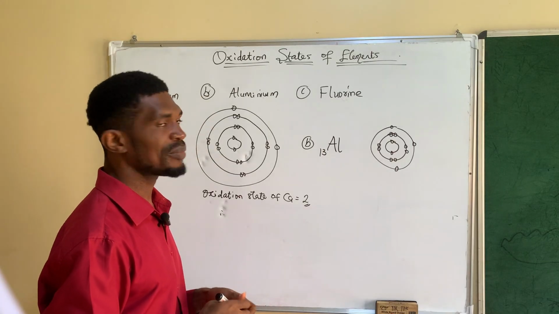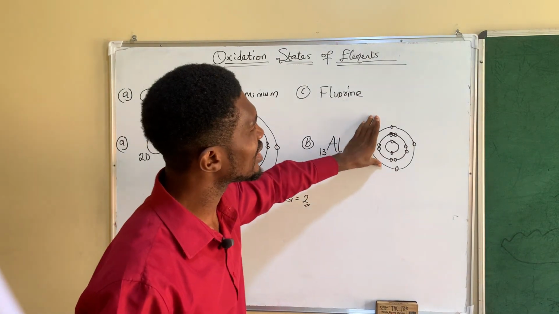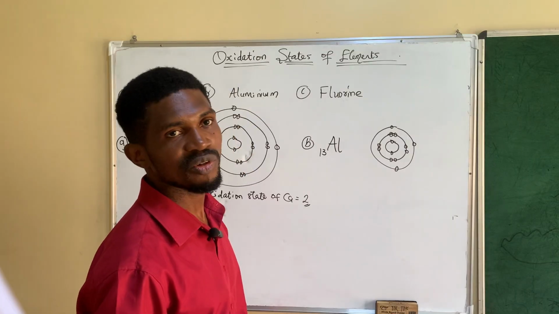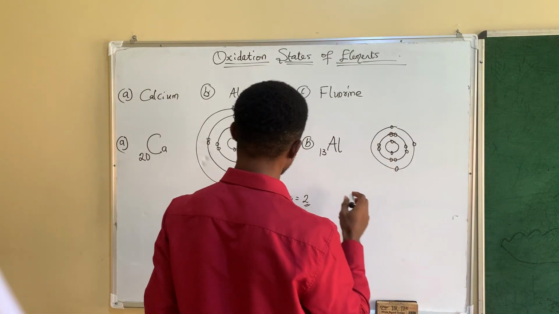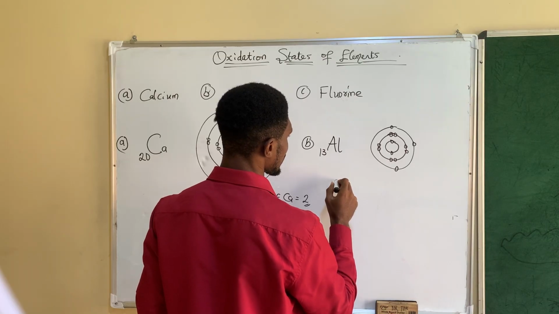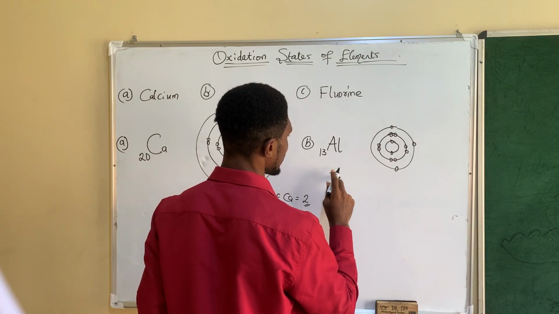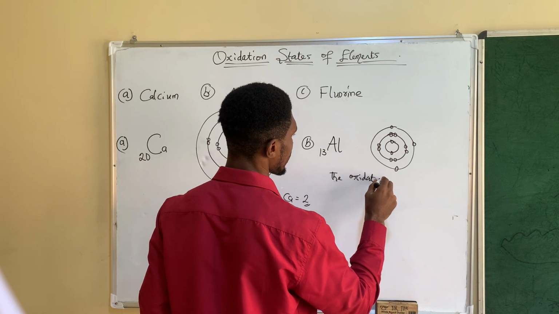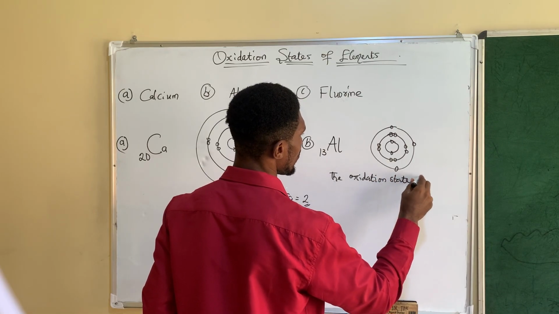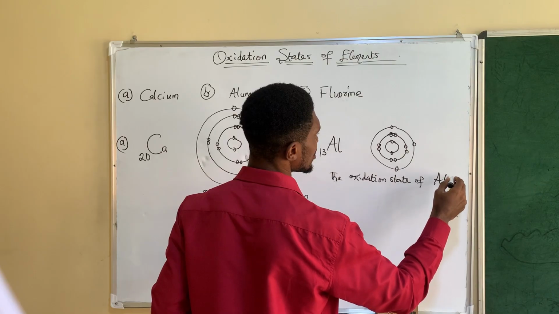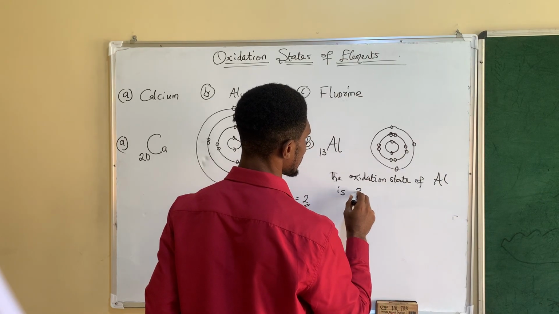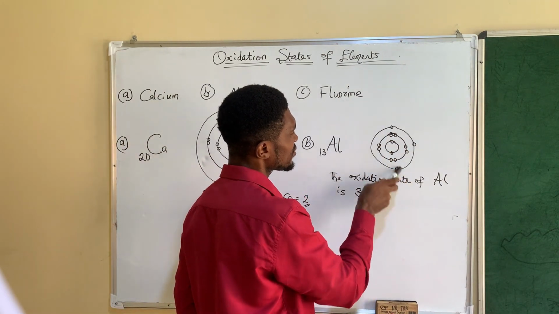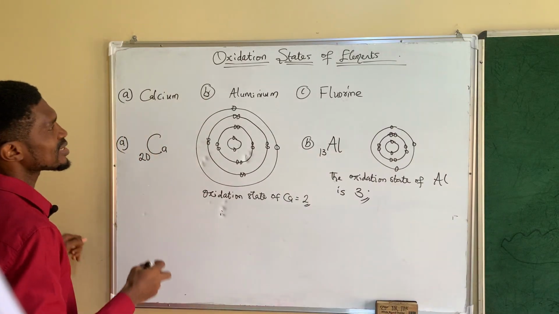The oxidation state, as I mentioned earlier, is the number of electrons in the outermost shell. And this is the outermost shell, and this is 3. So the oxidation state of aluminium is 3, just as we have it, 1, 2, 3. So we'll move to the next one, which is fluorine.